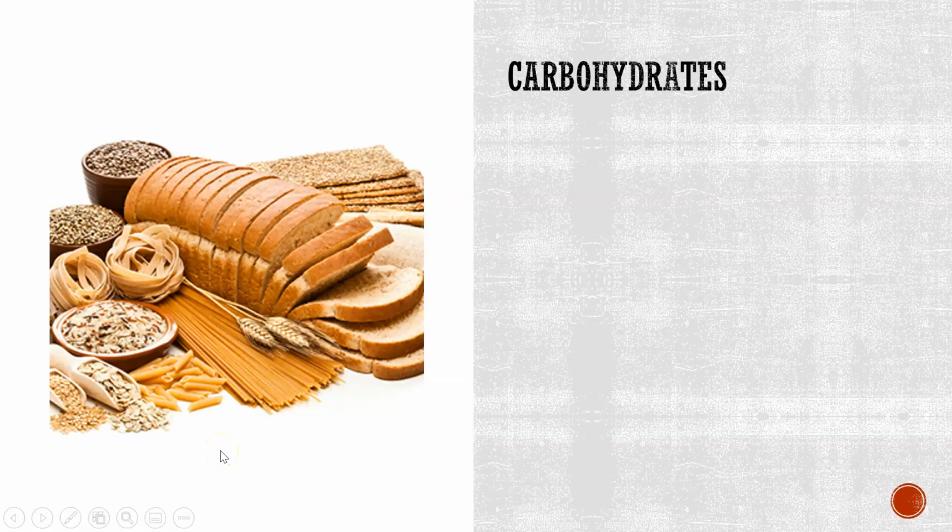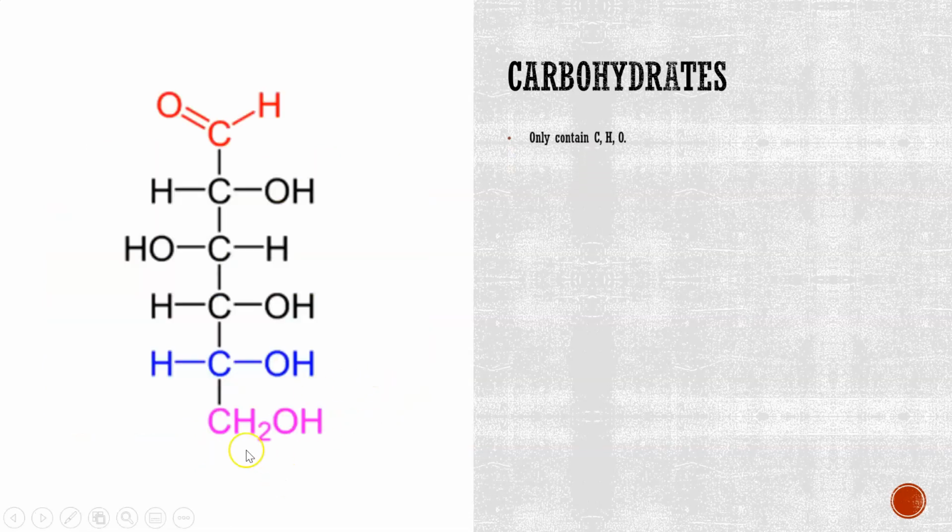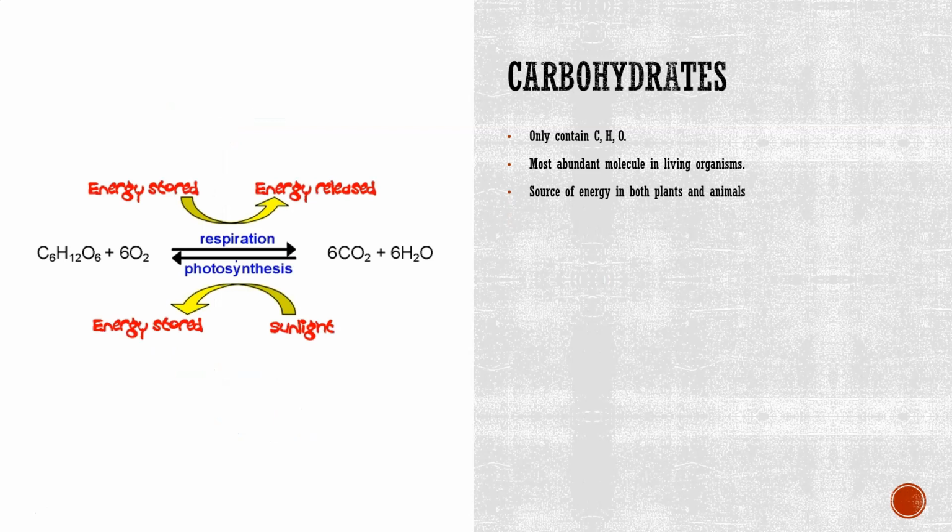Okay, so after looking at that, let's look closer at our carbohydrates and our lipids. Carbohydrates, as the name suggests, only contain carbon, hydrogen, and oxygen. And you can see a molecule there. Carbohydrates are the most abundant molecule in living organisms. They're a source of energy in both plants and animals.